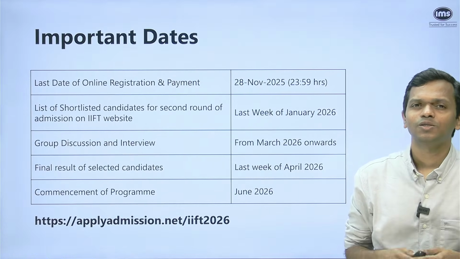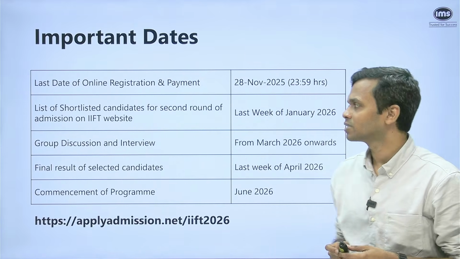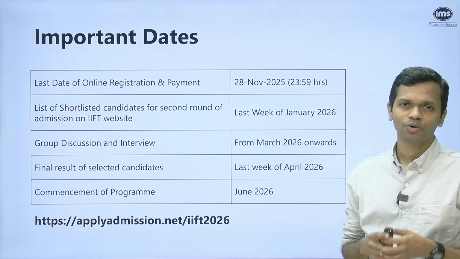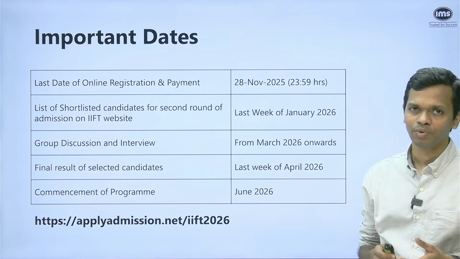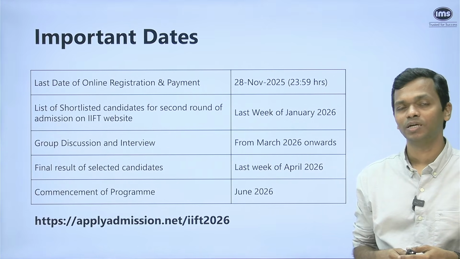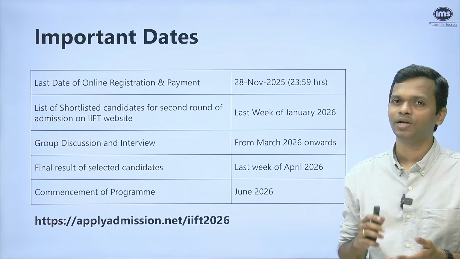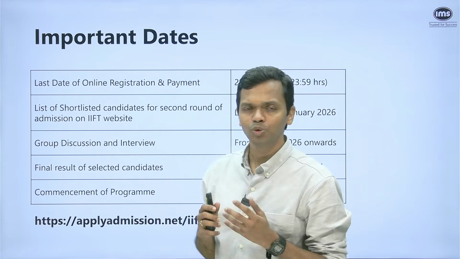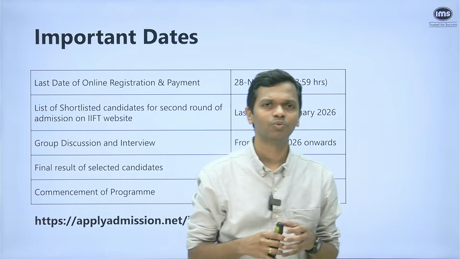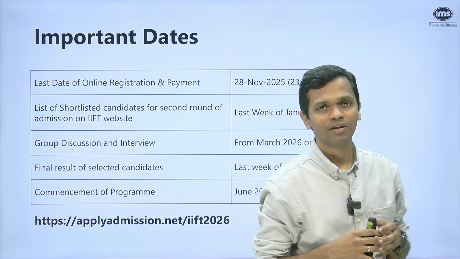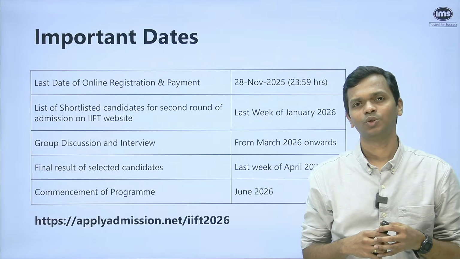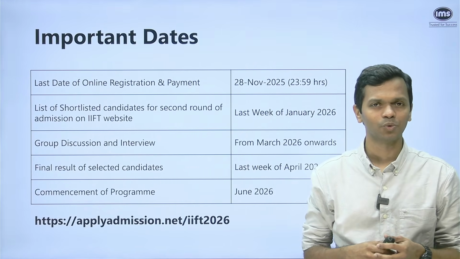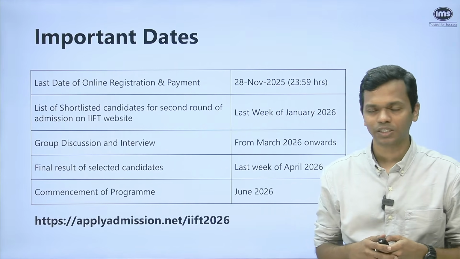Now first things first, let's talk about the important dates. Now as you can see on screen, the last date of online registration is 28 November. End of the day, you have to make a decision prior to that and complete your entire application. Now the form itself is not very complicated. Most of it is factual information, so it won't take you too much time to fill it. In fact, if you have all the documents ready, you should be able to fill it in about half an hour or so because there are no descriptive questions.